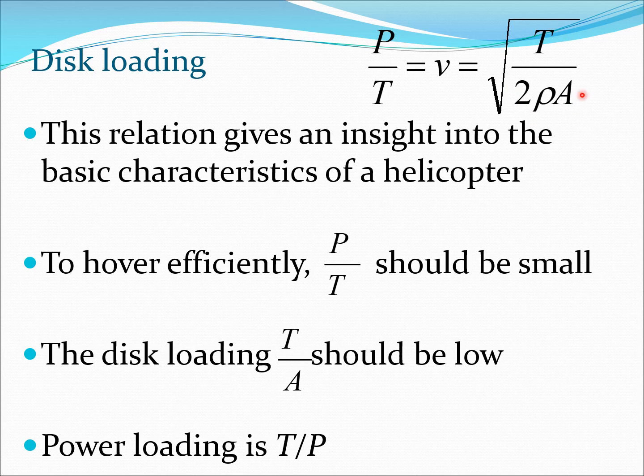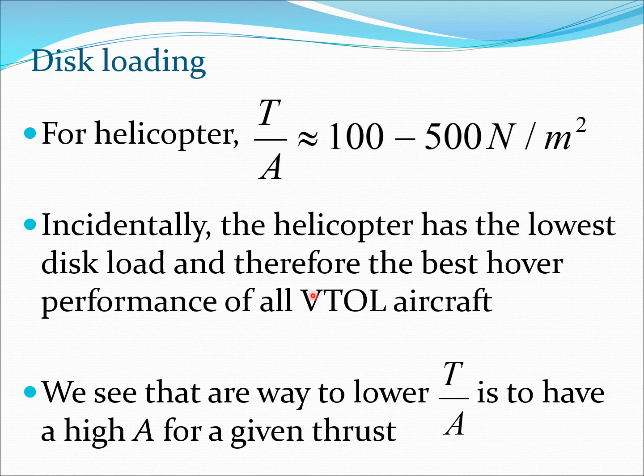Now looking at this equation carefully, there's not much you can do about T except make the weight of the vehicle small, which is of course always a good thing. The second thing you can do is increase A. So typically for helicopters, T by A ranges from 100 to 500 Newton per meter square. And interestingly, the helicopter has the lowest disk loading and is therefore one of the best vehicles in the VTOL category.